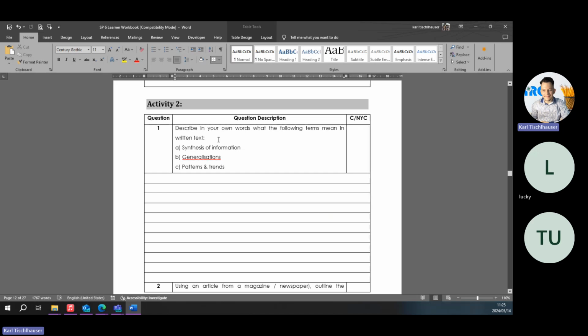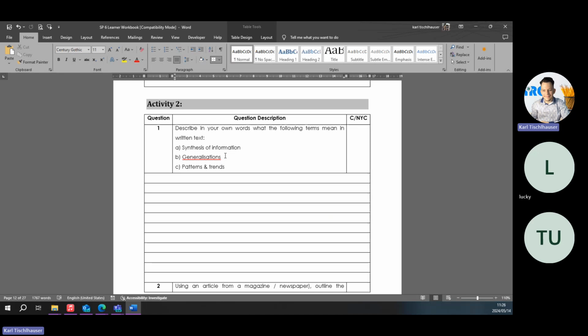So it says synthesis of information, generalization, and then patterns and trends. So when you synthesize information, it means that you make sure it fits together nicely. It's making sure that information flows from one paragraph to another. It has a good flow. It speaks to each other. It doesn't go against each other. It's not contradictory.